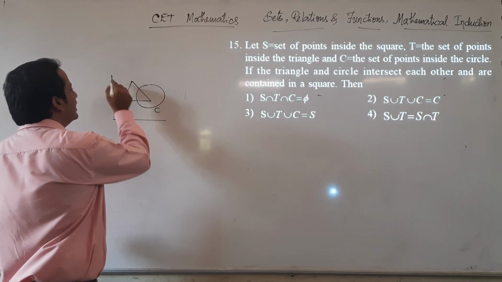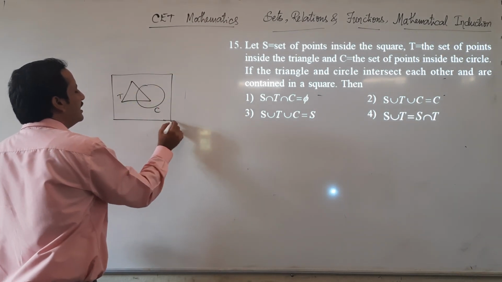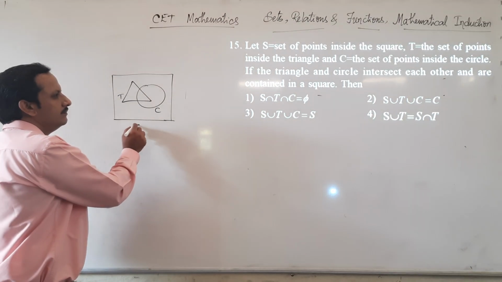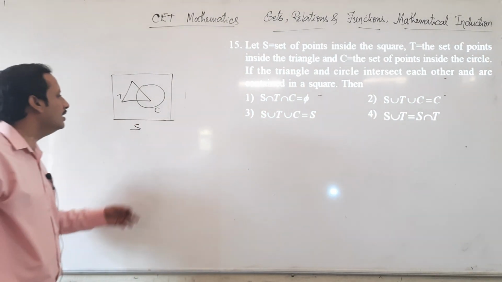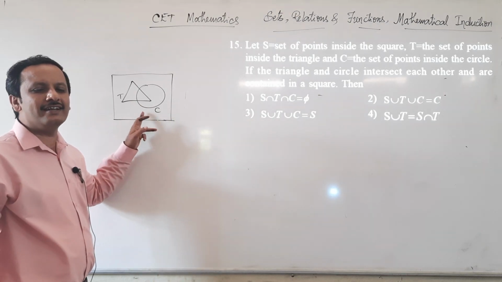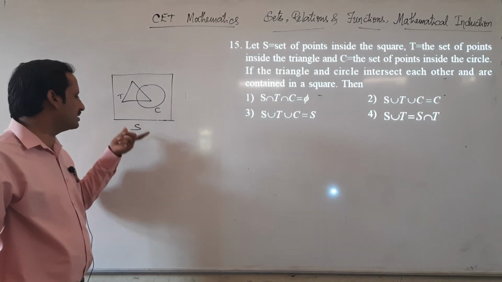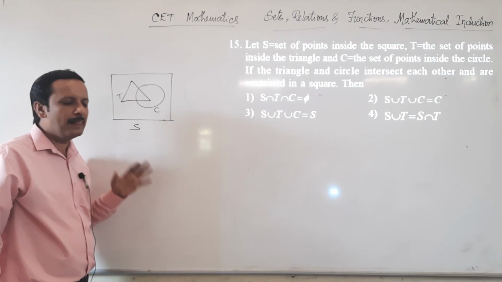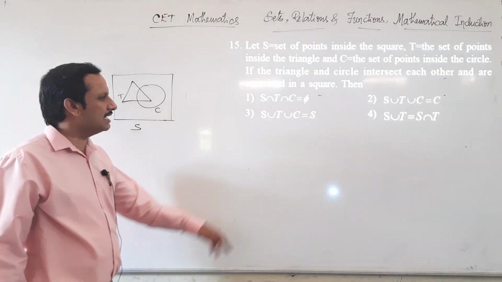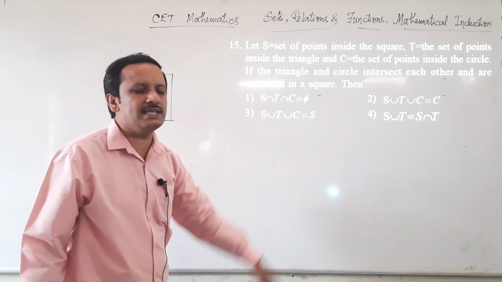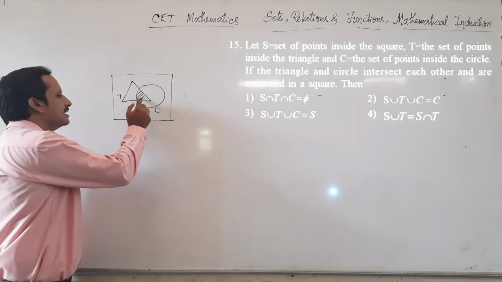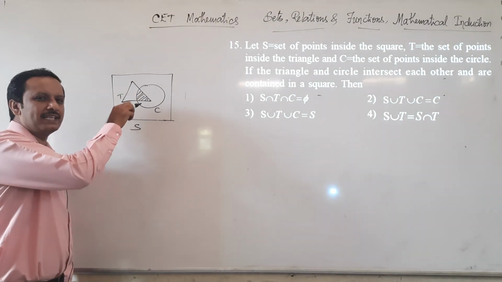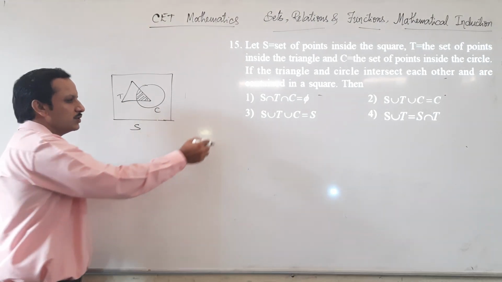They lie inside this square. They are contained in this square. Okay. Then what happens? You can observe this T and C, they are the subsets of S. Let us verify the options. S intersection T intersection C is equal to empty. S intersection T intersection C is this region, right? The intersection of all three. So it is non-empty. First option is ruled out.